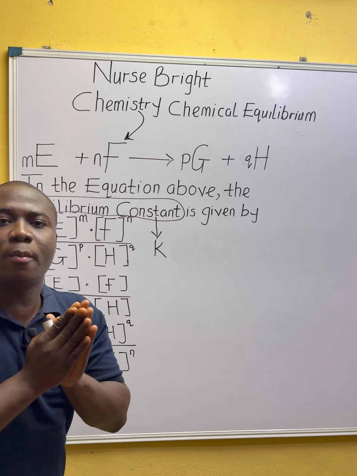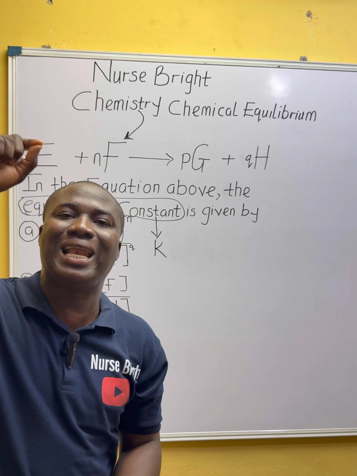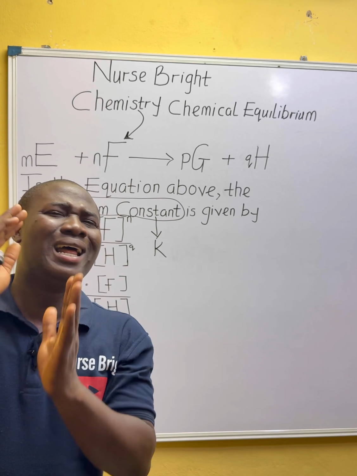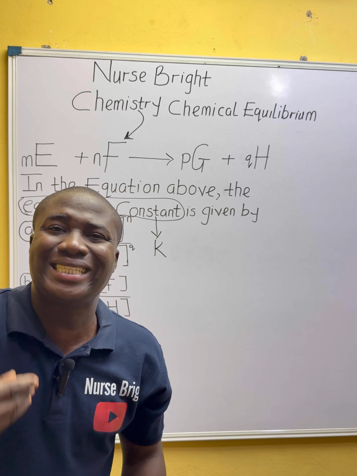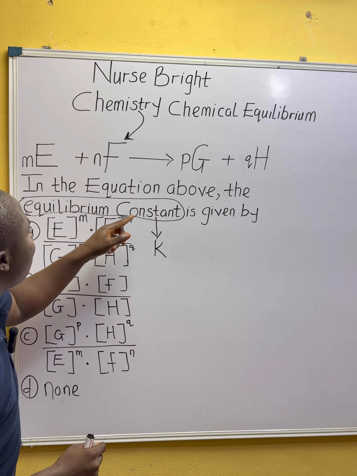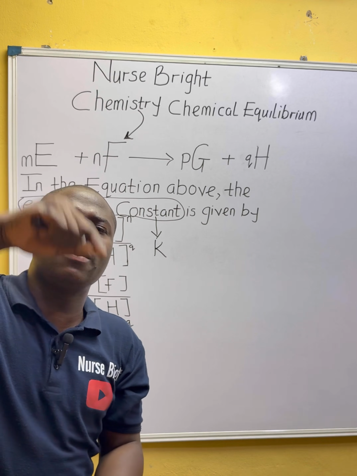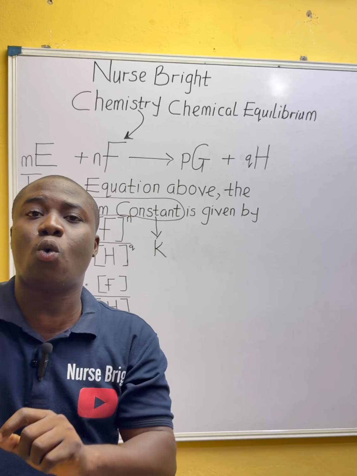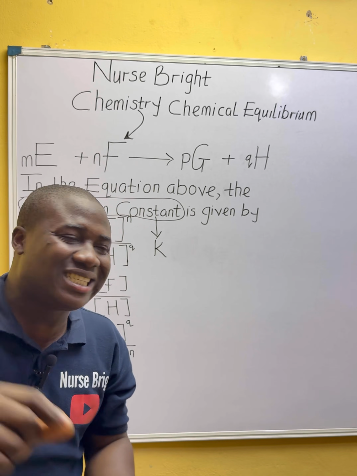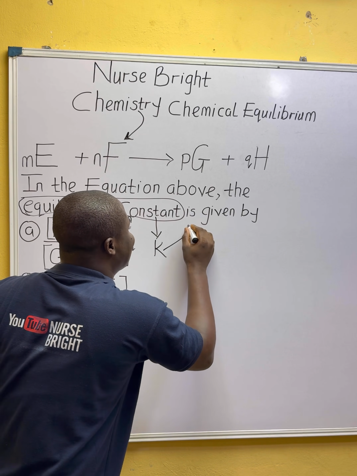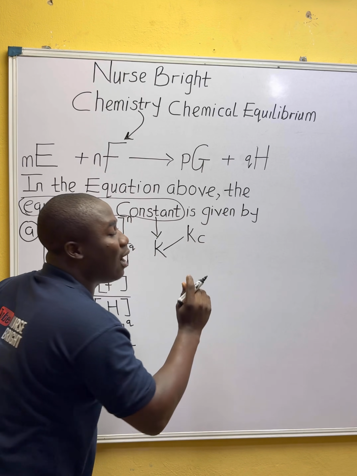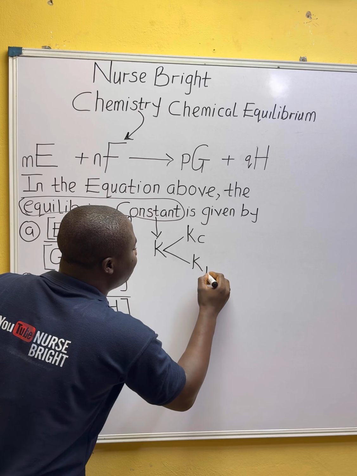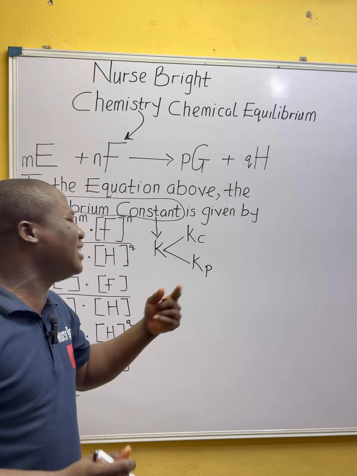This equilibrium constant, which is symbolized as K, can be expressed in two forms. What are these forms? One of the forms is when I write K and put C down. I'm going to tell you what this means. And also when I write K and put P down, I'm going to tell you what this means as well.